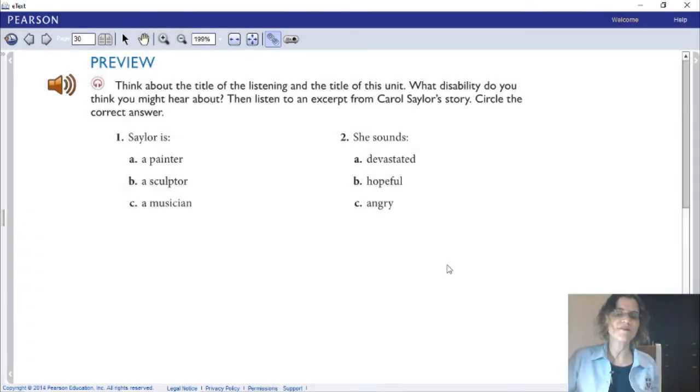Yes, not only blind, but she's also deaf. So that's an enormous challenge she has in life. Okay, please answer. Is she a painter, sculptor, or musician? Is she devastated, hopeful, or angry? Go ahead and try to answer that.